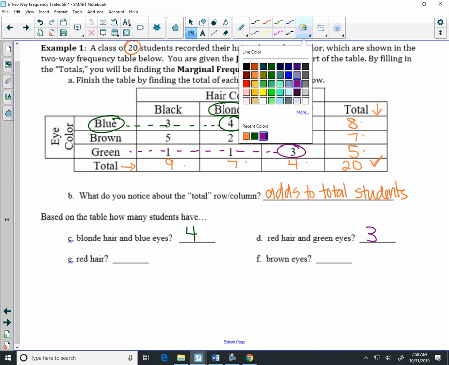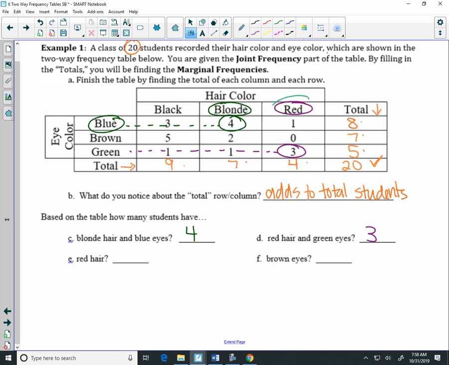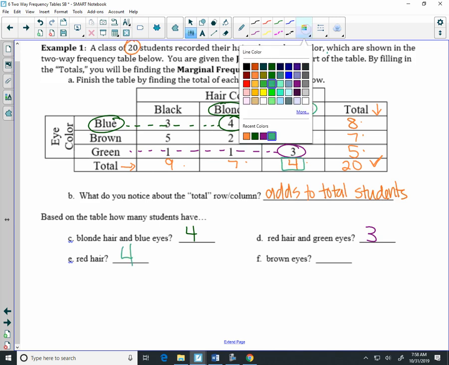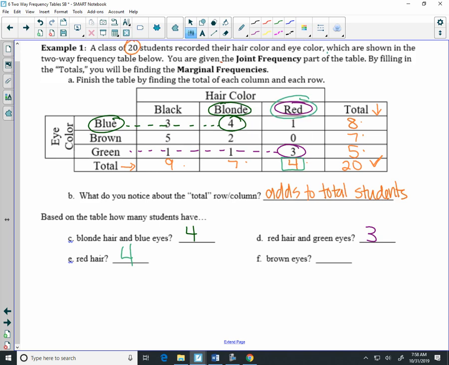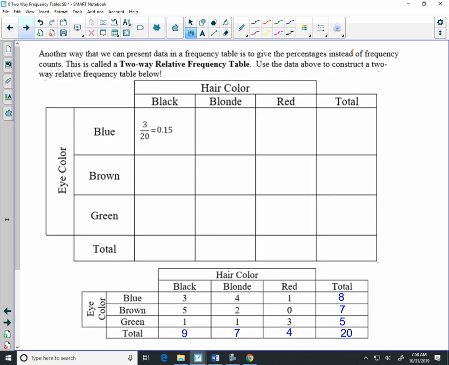Just red hair. Now we're looking at the big column total. So just red hair is that 4 down there. And brown eyes. So here's brown eyes, and I'm going to go across for that total: 7. 7 of our 20 people have brown eyes. And that's why a lot of times you'll see a table not represented with whole numbers, but represented with percentages. So that's what we see here.